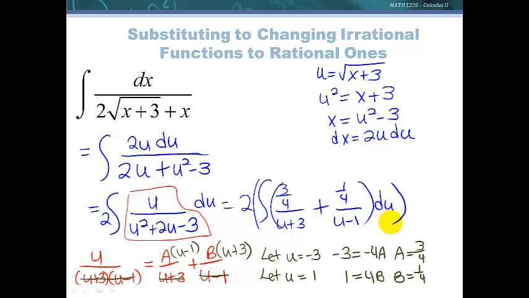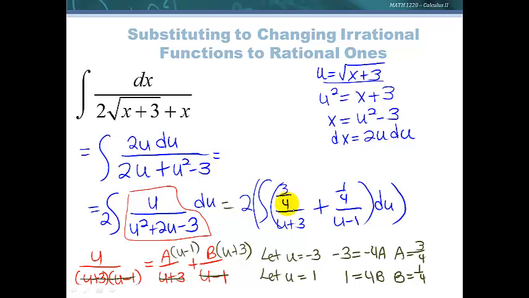Now remember, I'm still in terms of u, so I can get this answer, and then I will just need to resubstitute when I'm done. So let's go ahead and express this answer, and while I'm doing that, I'll go ahead and replace the u since we're a little bit tight on room here. So we will put it right here.